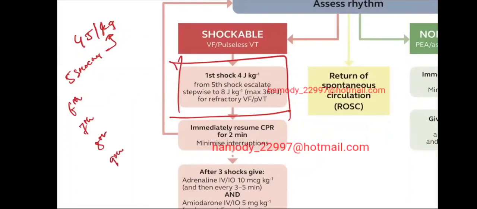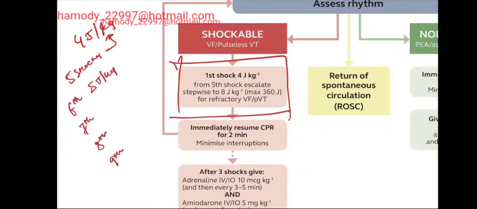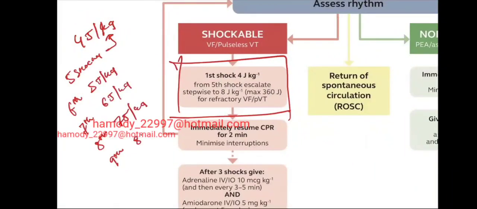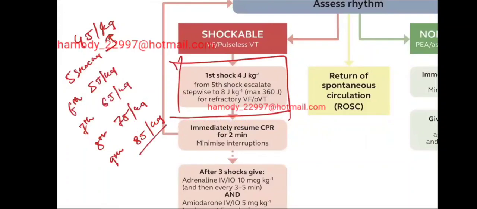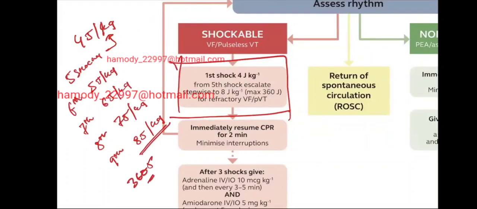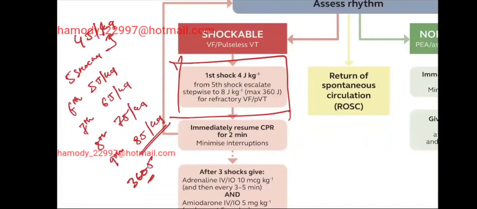For example, you've given 4, increase it to 5 joules per kg. Next, increase to 6 joules per kg. Next, increase to 7 joules per kg. Next, increase to 8 joules per kg. Up to 8 joules per kg you can increase it, for a max of 360 joules. Do not increase more than this, as recommended.